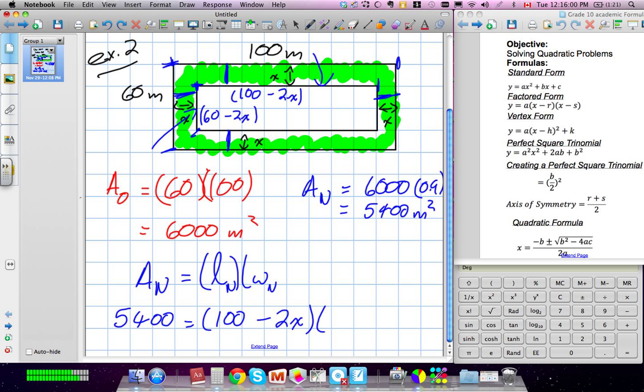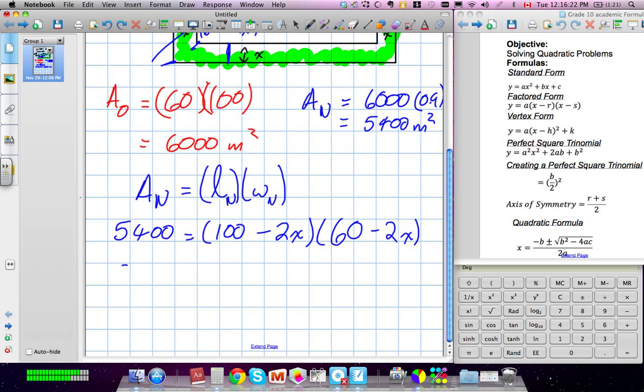So now we've set up our equation, and we're going to solve this. I need to put it in what form in order to use the factor or to use the quadratic formula? Standard. So in order to put this in standard form, I need to FOIL. I have 5,400 is equal to 6,000. That's 100 times 60. 100 times negative 2x is negative 200x. Negative 2x times 60 is negative 120x. And negative 2x times negative 2x is positive 4x squared.